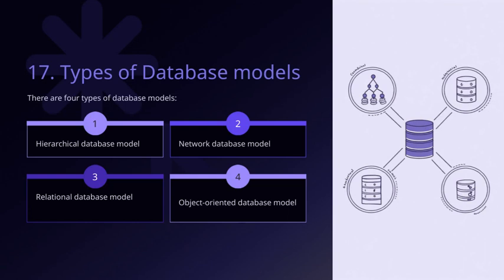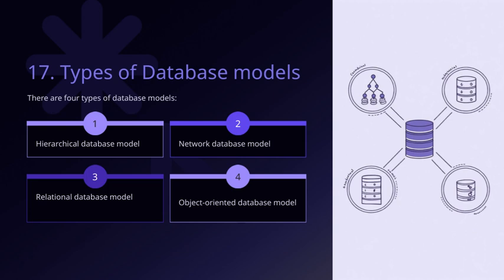Now, moving on to slide 31, let's look at the different types of database models. There are four main types that are commonly used. First, we have the hierarchical database model, which organizes data in a tree-like structure, making it easy to navigate but less flexible when it comes to complex relationships. Next is the network database model, which allows more complex relationships using a graph structure, enabling multiple connections between data points.